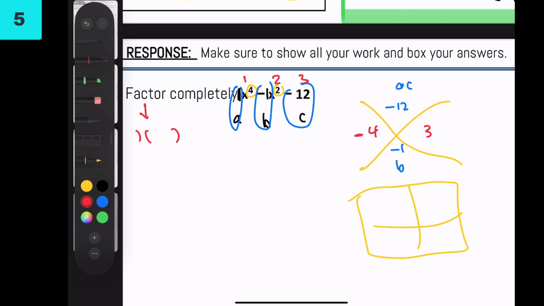This will have to be -4. Remember, they are splitting this term here. So that means -4x squared plus 3x squared gives us the -1x squared. We're going to put the A value in the top left, and the bottom right will be the C value.